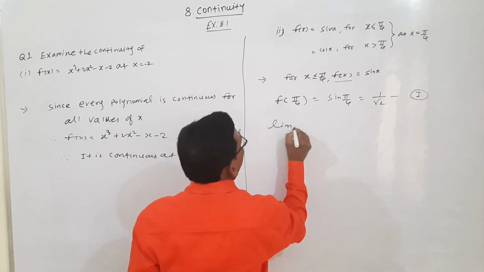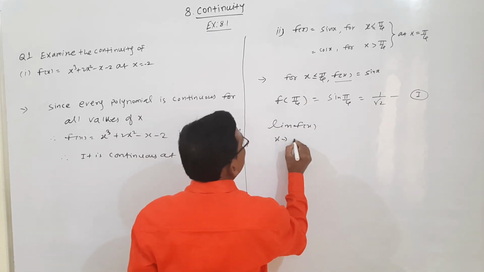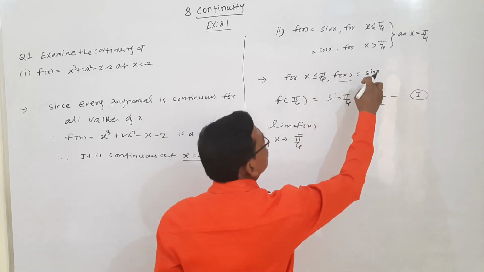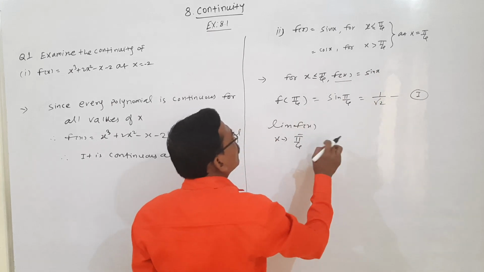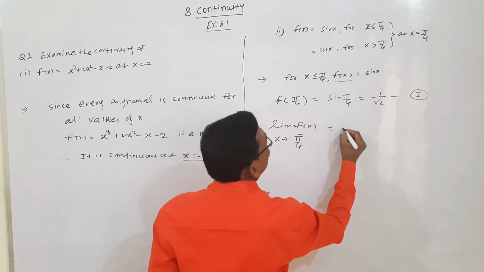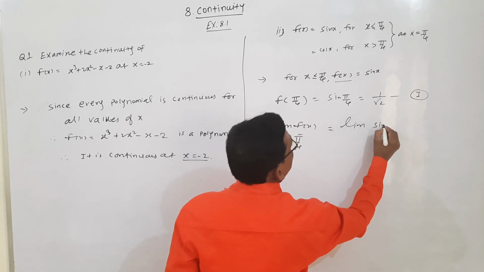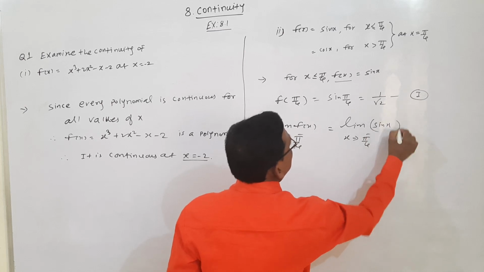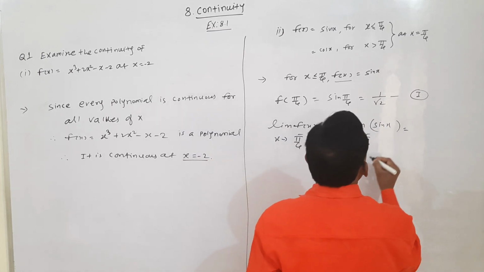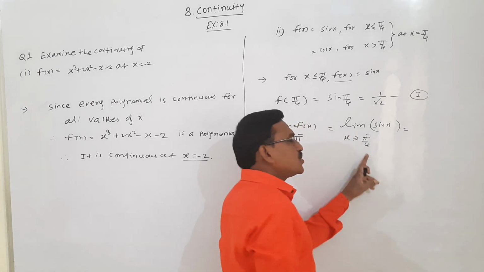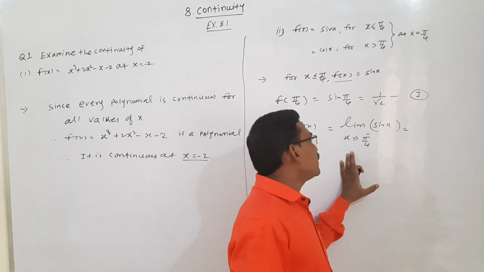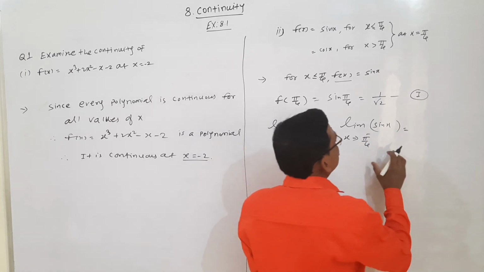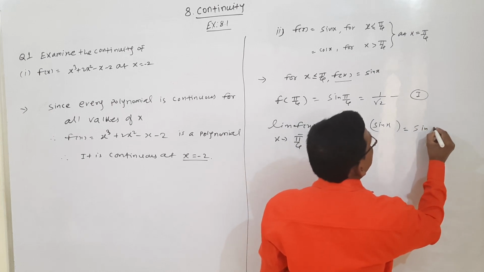Now we check the left hand limit. Limit of f of x as x tends to pi by 4 minus, because it is less than, we apply the left hand limit to this. So it is equal to limit of sin x as x tends to pi by 4 minus. Applying the limit means we put pi by 4 wherever there is x, so it is sin pi by 4.